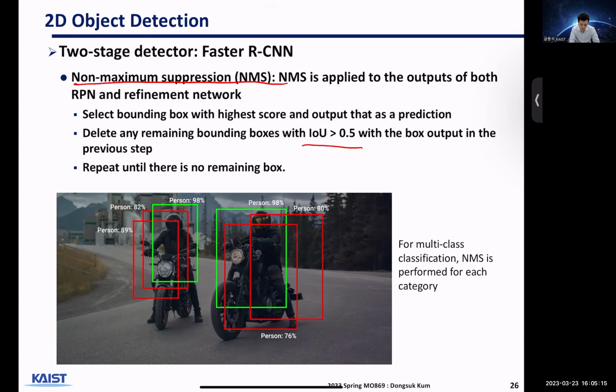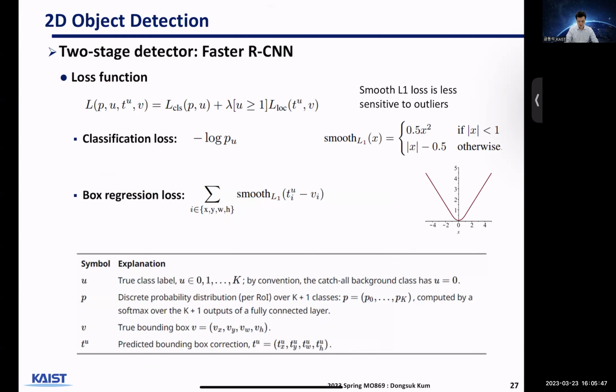and then you delete these boxes except for the one that has the highest confidence. So you only keep the bounding box with highest confidence, and remove outputs that have low confidence. Okay. So this non-maximum suppression helps you get better precision.